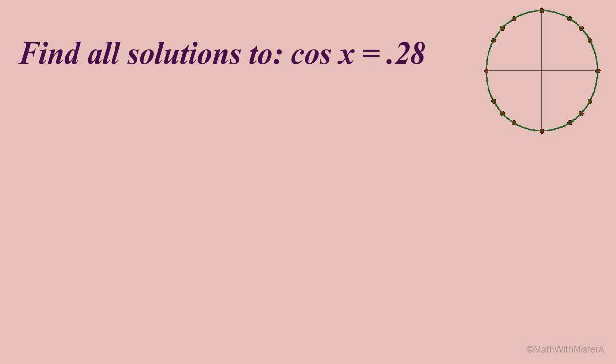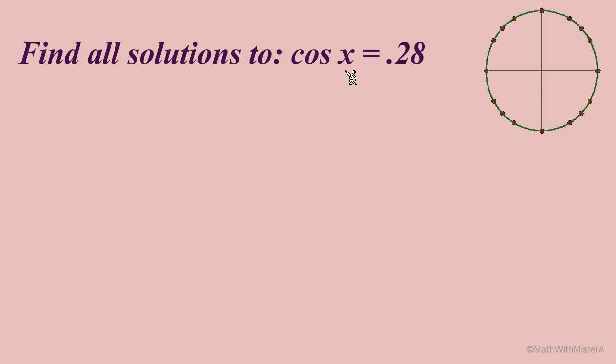Here's our first example. Find all solutions to cosine x equals 0.28. We hopefully have some quantities around the unit circle memorized, values for cosine like 1/2 or radical 2 over 2 or radical 3 over 2 or 0 or 1 or -1. But 28/100ths is not a value that has popped up before, especially among our main increments on the unit circle. So we'll need to use an inverse trig function.